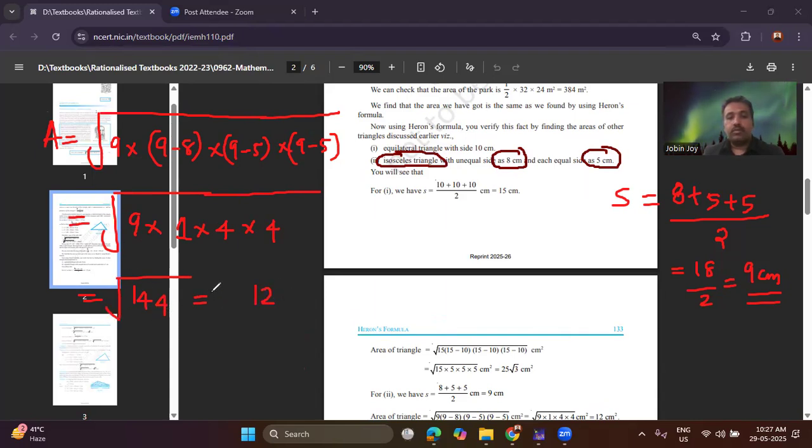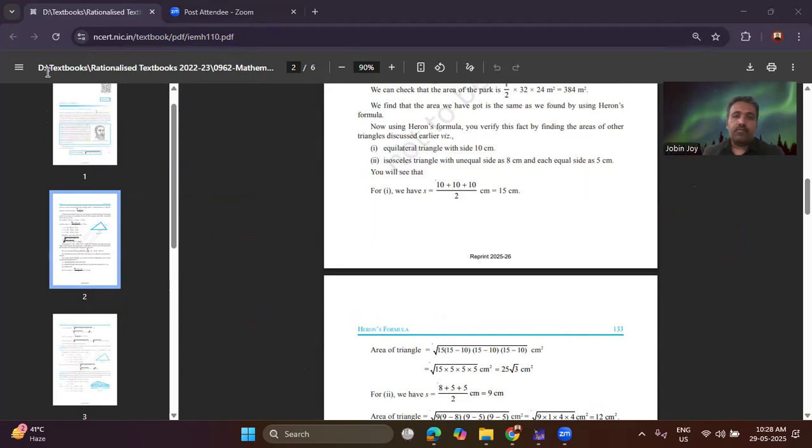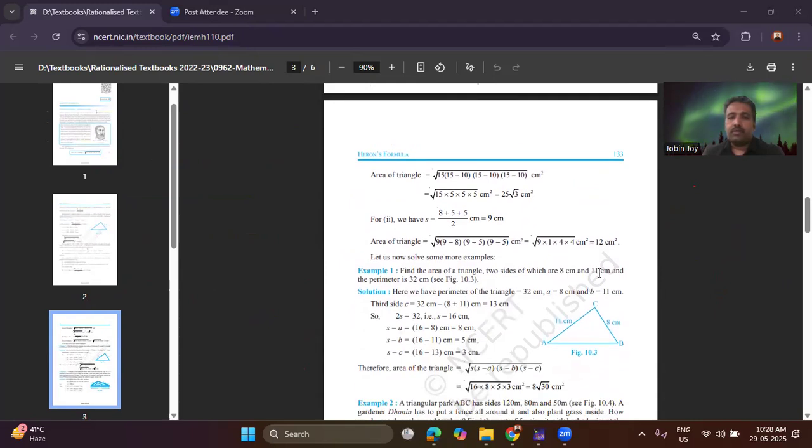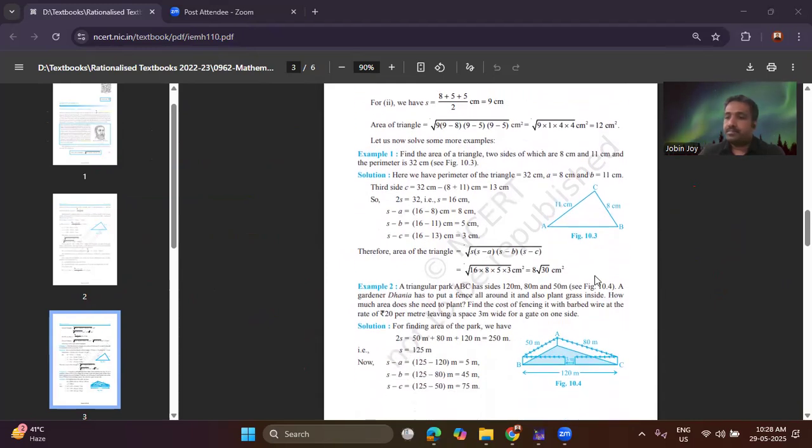So the square root of 144 equals 12, and the unit is centimeter square, because here the side is in centimeter, so the area will be centimeter square. So the area of this isosceles triangle is 12 centimeter square. In this way, we can calculate the area of any type of triangle, whether the triangle is equilateral or isosceles, any type of triangle we can calculate.